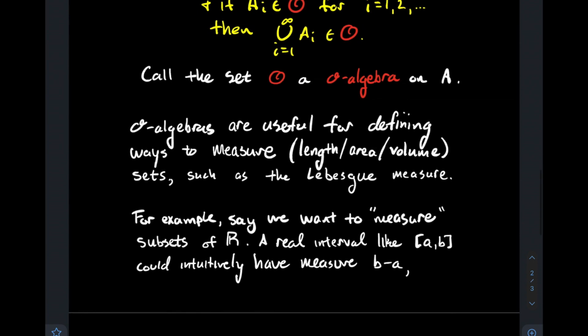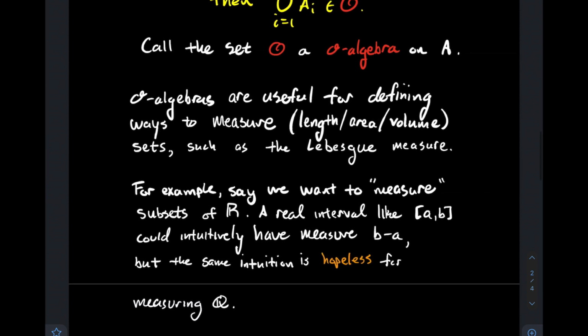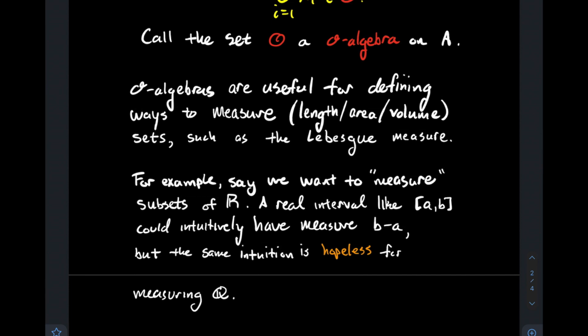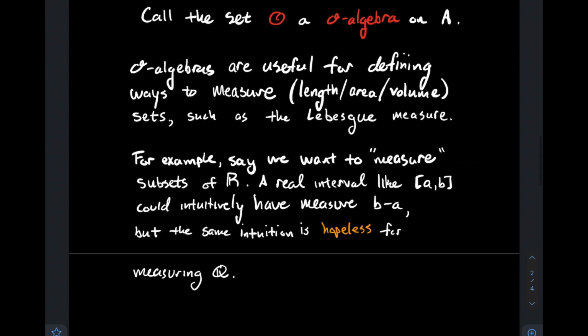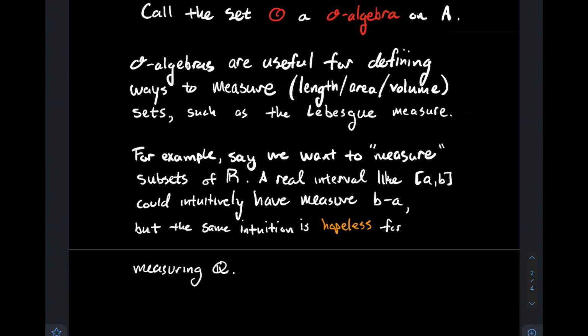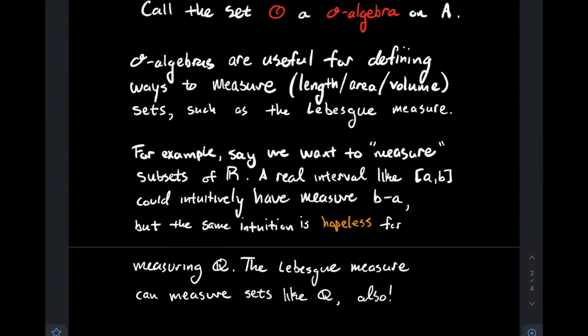But if I try to take that same logic where I'm just thinking about how long that interval is, it's pretty hopeless for when I want to try to measure the rational numbers, right, which are not an interval. And so I cannot use that logic at all. And so what this construction using sigma algebras to define this thing called the Lebesgue measure does is it allows us to measure sets like the rational numbers as well as easily measure something like the interval from A to B. So it allows me to do both of those two things consistently, which is pretty cool.